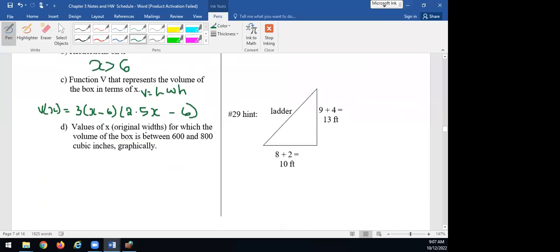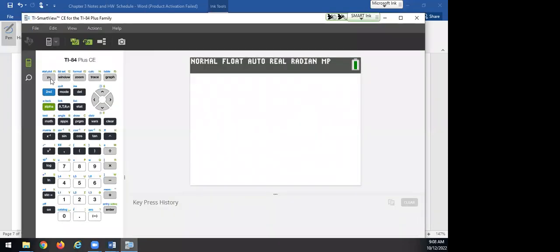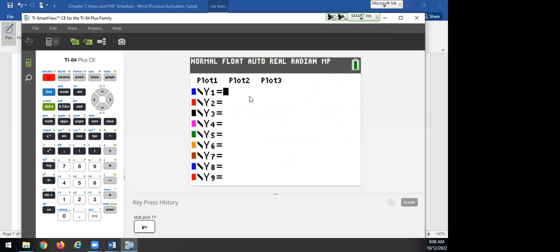Now, for what values of x, talking about the original width now, is the volume of the box between 600 and 800? So in this, you would use your calculator. So quickly pull out your TI-84. And you're going to look for the value of x for which the volume of the box is between 600 and 800. All right, so go to y equals and put your volume function.